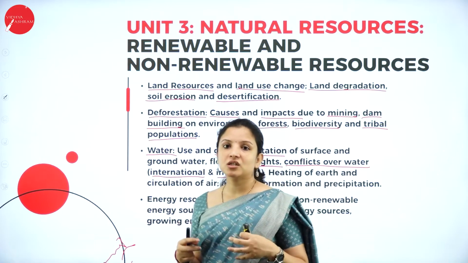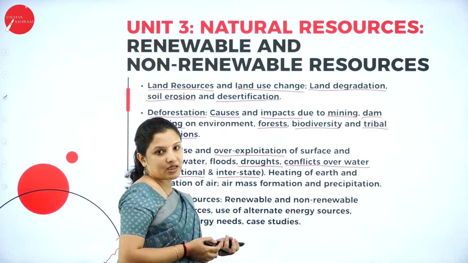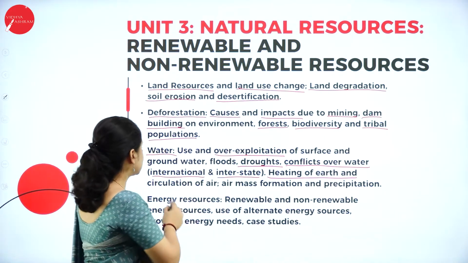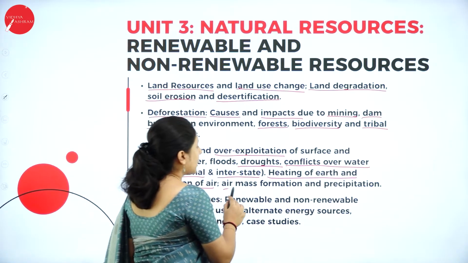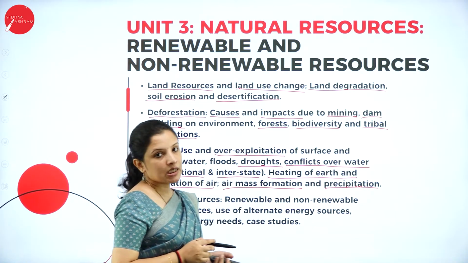And how the earth is getting heated because of deforestation. So how the heating of the earth is occurring, and we shall study about the circulation of air, we shall study about the air mass formation, and we shall study about the precipitation, that is the rainfall.